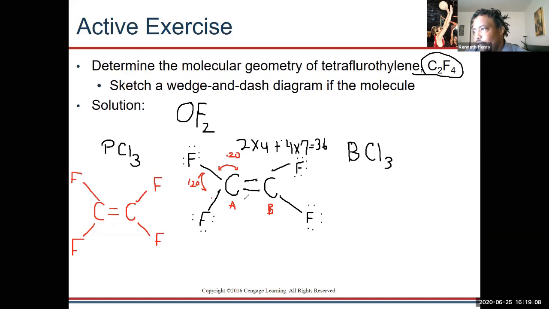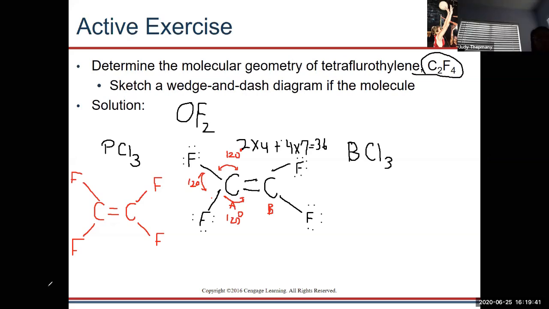and 120. Now what about B? Is it the same? Exactly the same. It's also going to be trigonal planar, so they're going to be exactly in the same plane. Piece of cake? So you don't have to draw any wedge or dash or anything like that, right? This is it. This would be your answer.